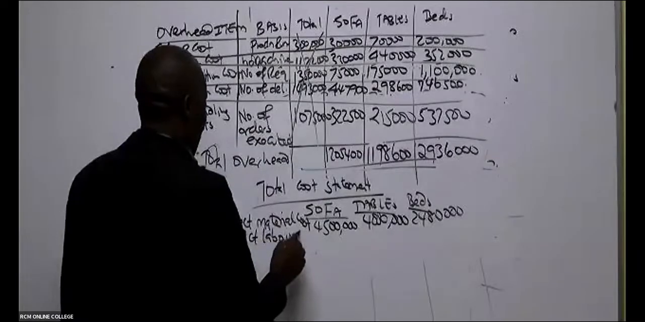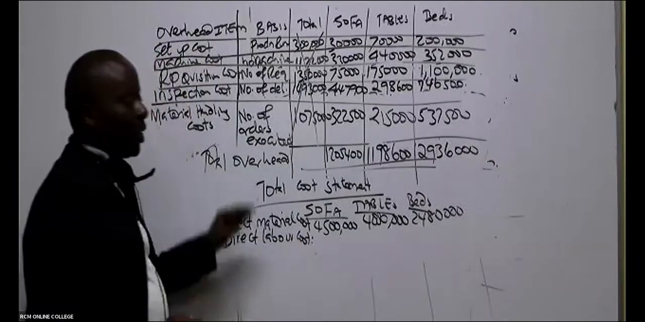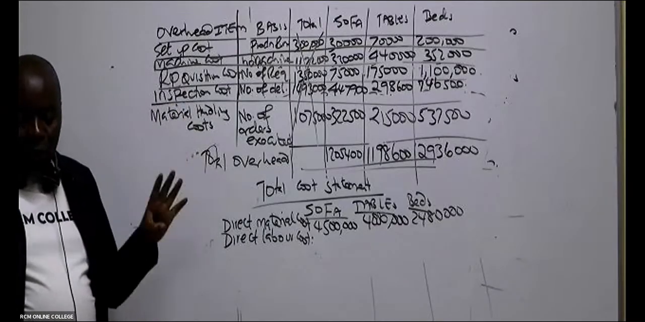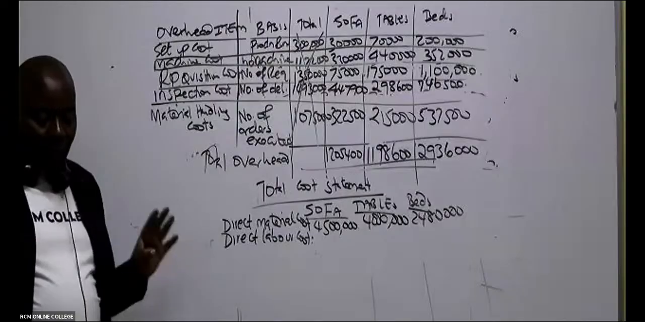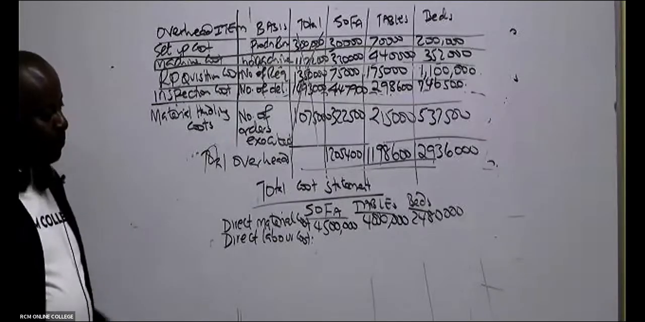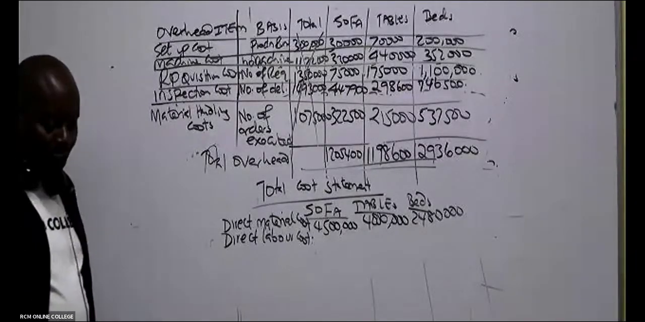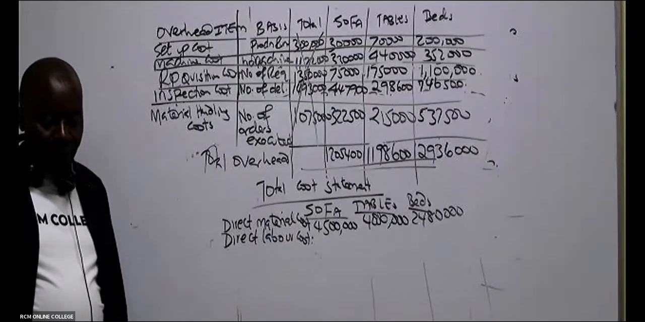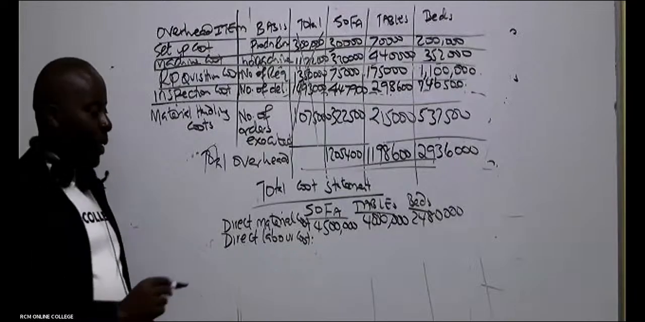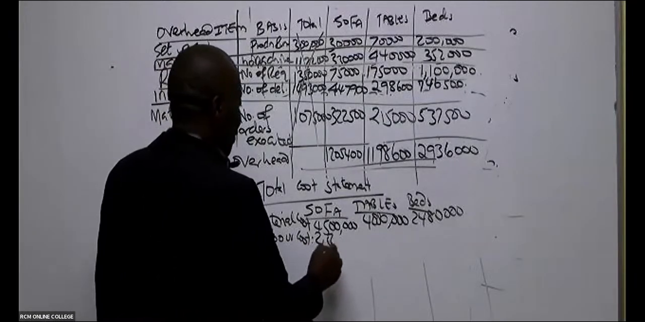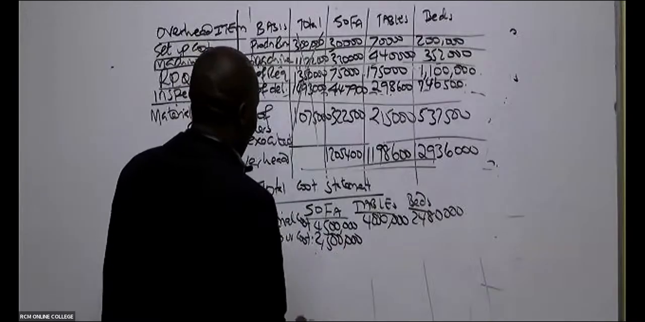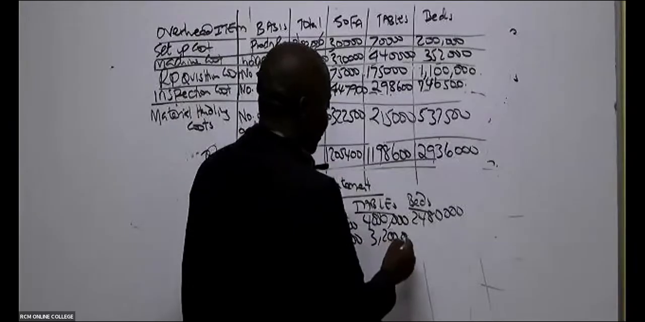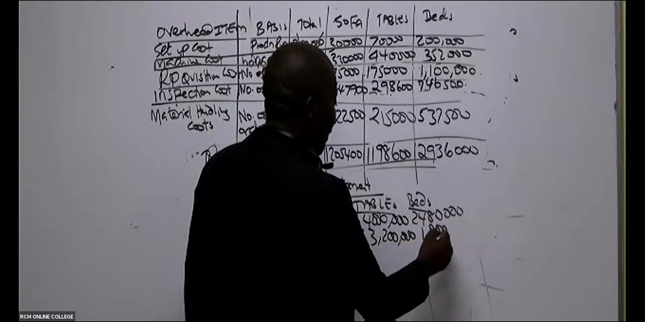Then we have labor, direct labor cost. We already did this using the other method, isn't it? Prime costs don't change between methods. So we start with direct labor cost for sofa: 2.5 million. Yes, 3.2 million. Yes, 1.8 million. Thank you so much.